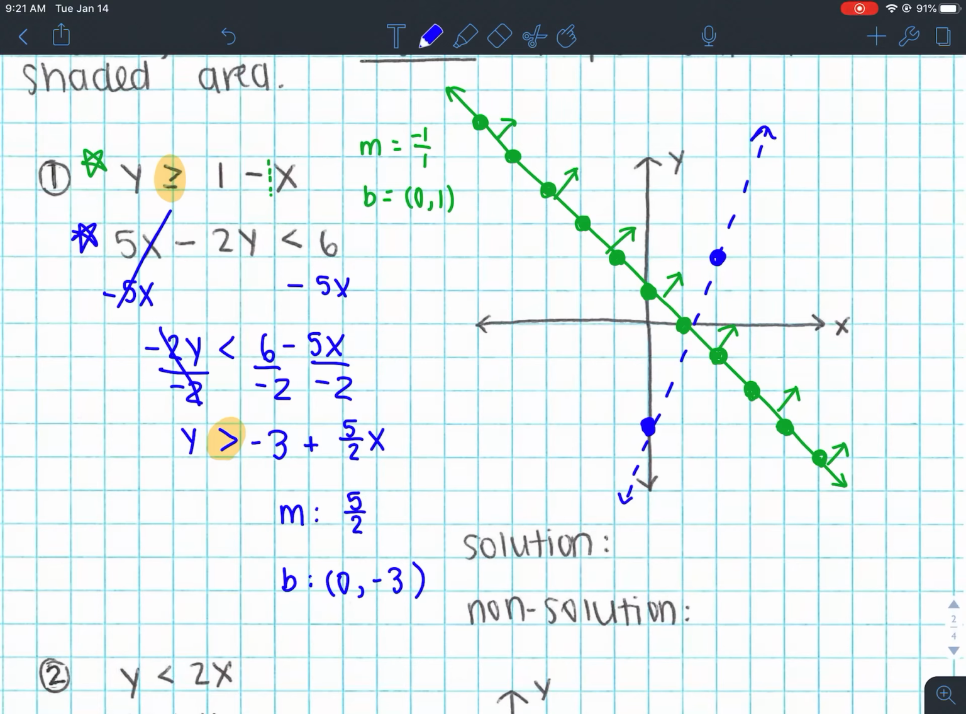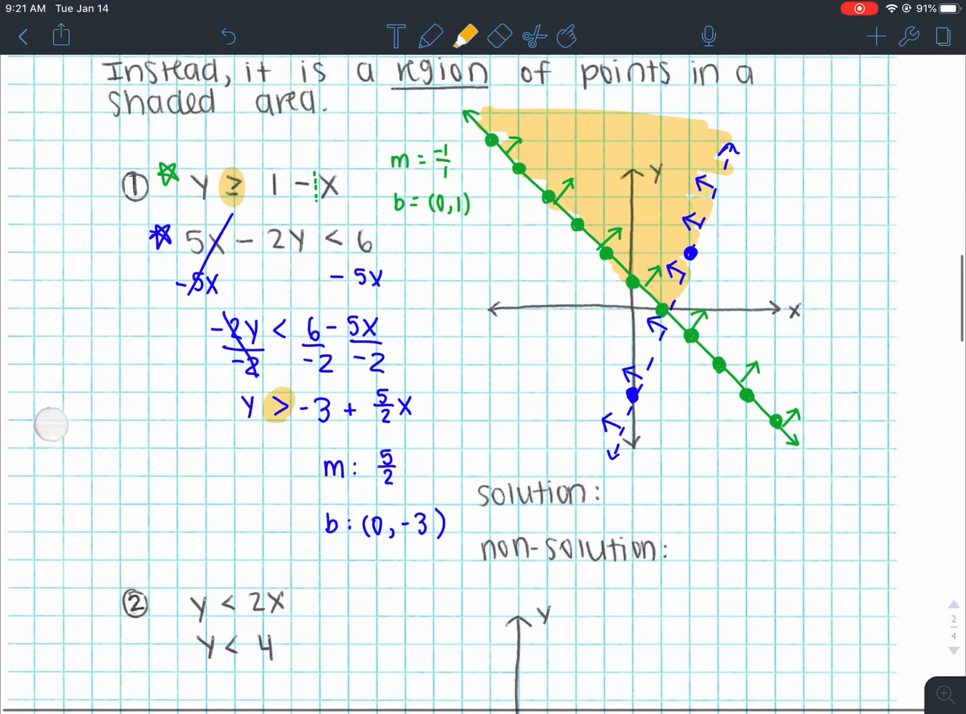And where would I shade in this case? Well, I have a greater than sign now, so I would shade above. So above my line, I would draw my arrows pointing up. Okay, and now you know where you're supposed to shade because that's where your 2 arrows are pointing to each other. So I would shade in this region up here. And make sure you shade in the entire region so that you can see the whole region.